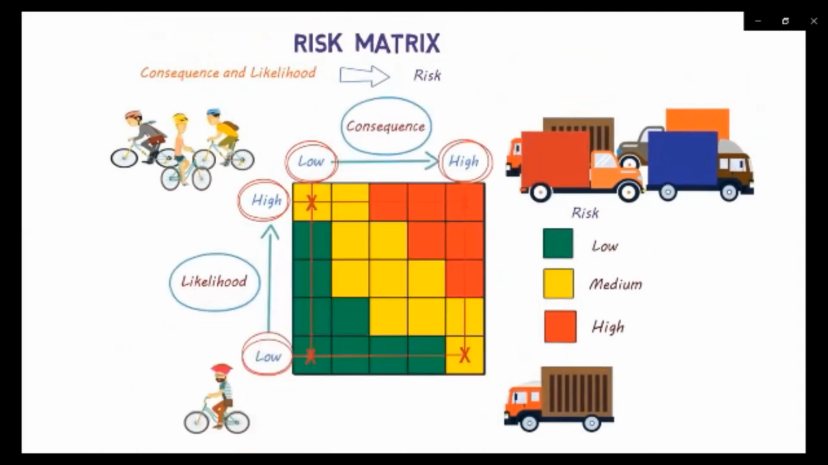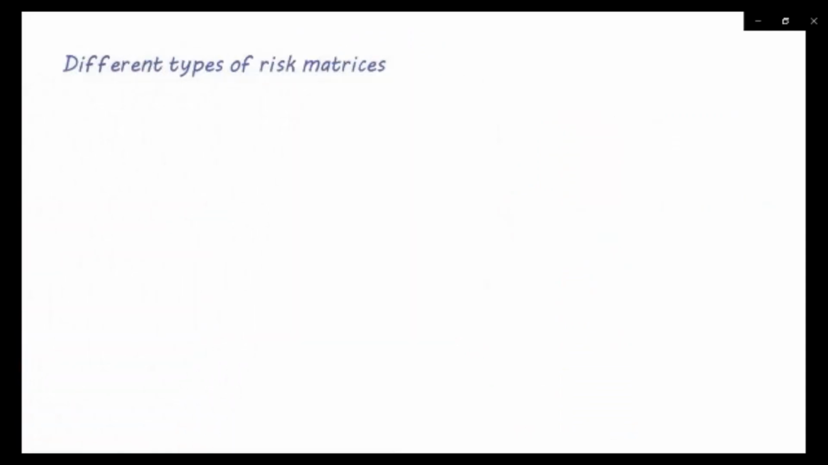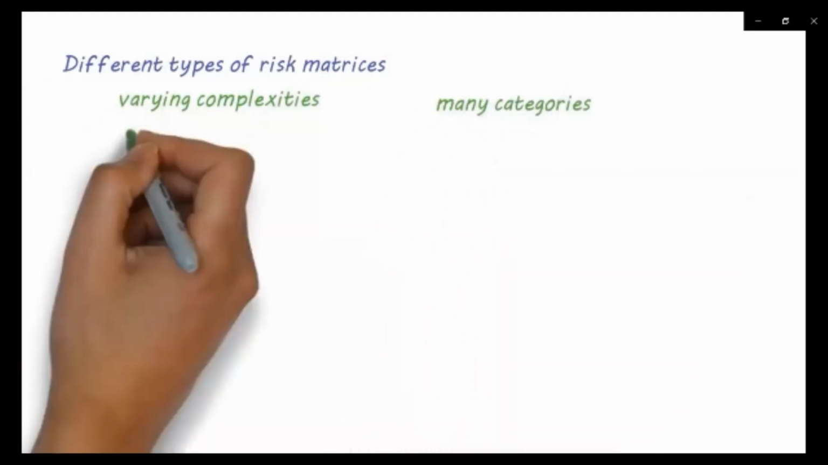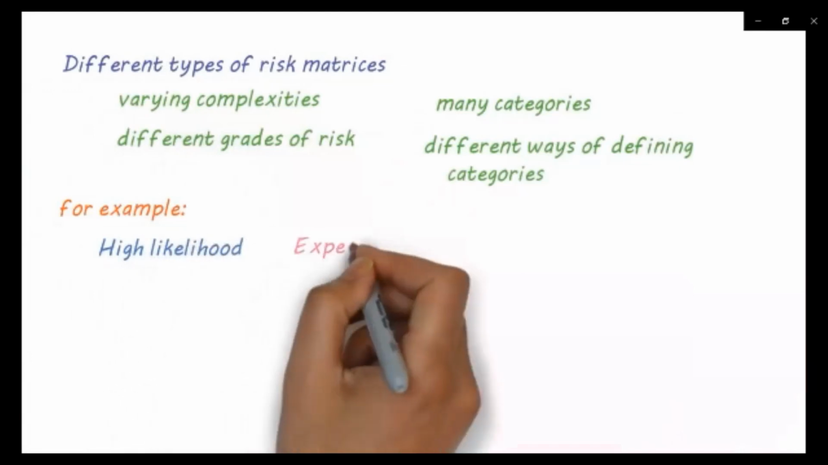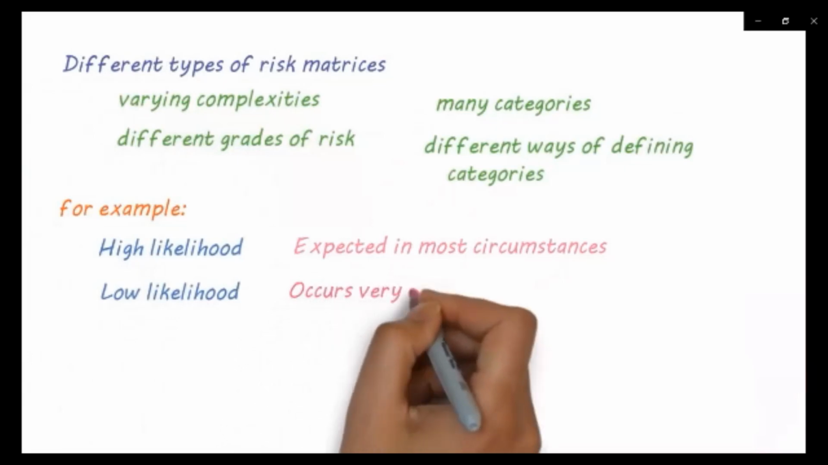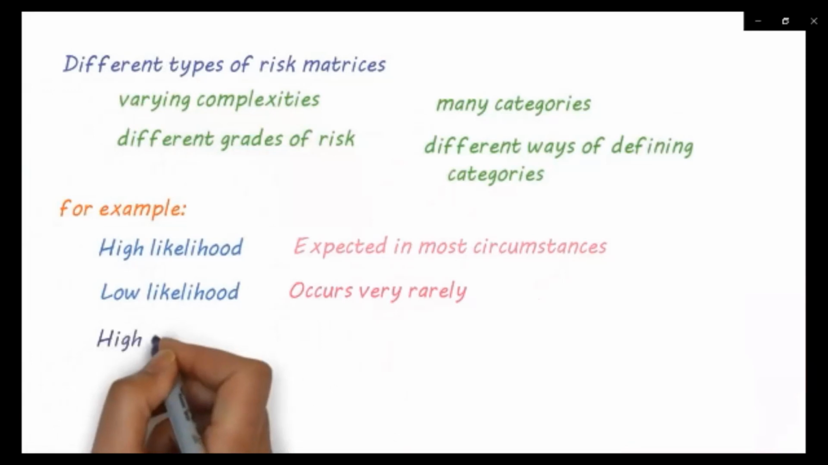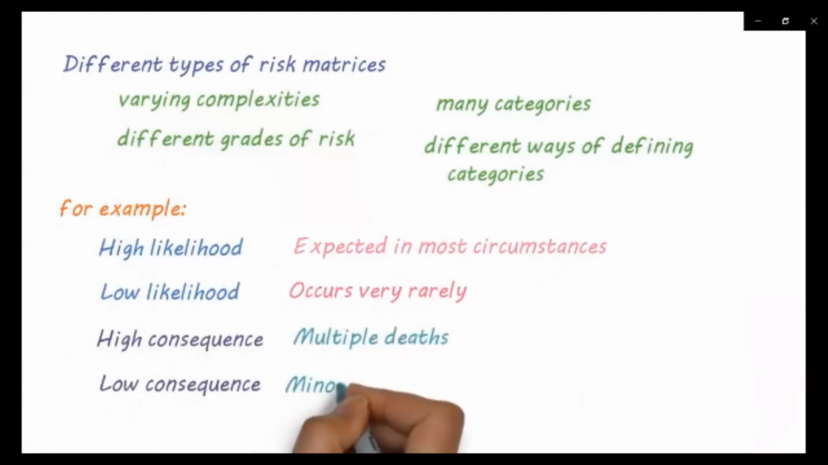So that's how a risk matrix can be used to determine the overall level of risk using an assessment of likelihood and consequence. There are many different types of matrices in use with varying degrees of complexity. They can have many categories and different grades of risk. They may also have different ways of defining categories of likelihood and consequence. For example, a high likelihood may mean that it's expected to occur in most circumstances, and a low likelihood may mean that it may occur only very rarely, such as once in 100 years. With consequence, a high consequence may mean multiple deaths, and a low consequence may mean only minor injuries.